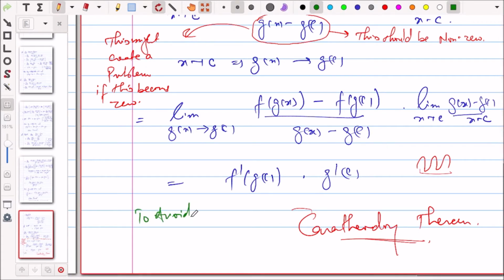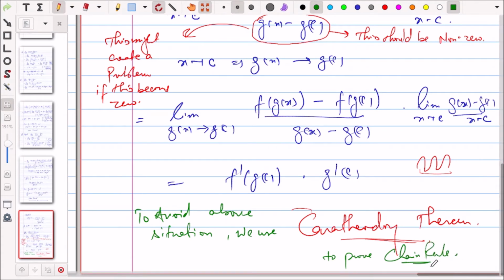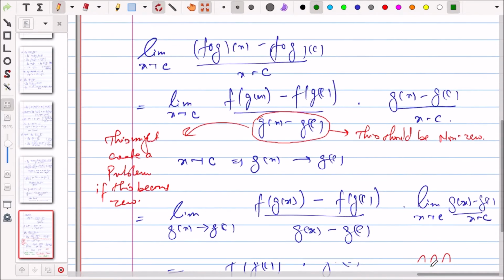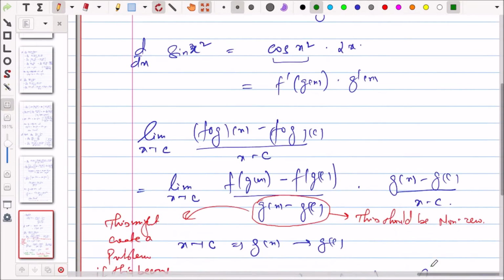To avoid the above situation we use Carathéodory theorem to prove chain rule, okay? So we will see how we apply this Carathéodory theorem. First we will know what is Carathéodory theorem, and then we will apply this to prove chain rule, okay? Is it clear, everyone? Yes, sir.